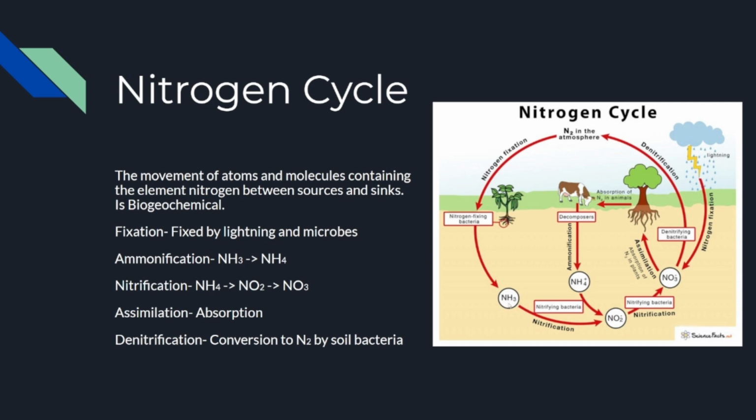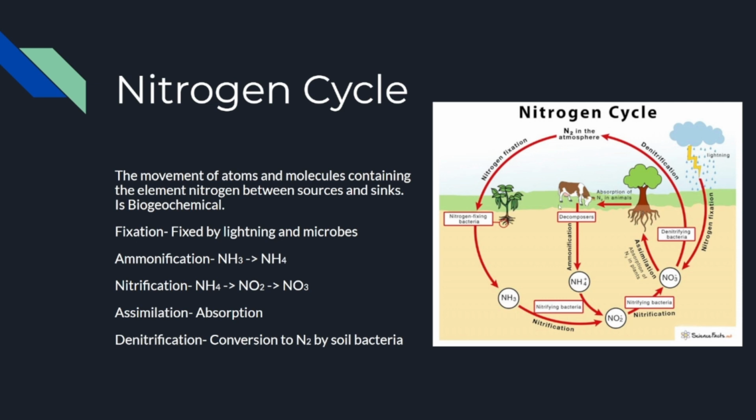So we got nitrification from NH3. So as we see, it's the NH4 to NO2 to NO3. We see that. NH3, NO2, NO3. Nitrification. This was nitrification. That was my bad. So then we got assimilation. Assimilation is absorption. So the roots absorb the NO3.